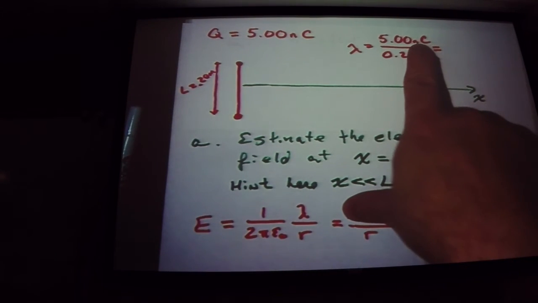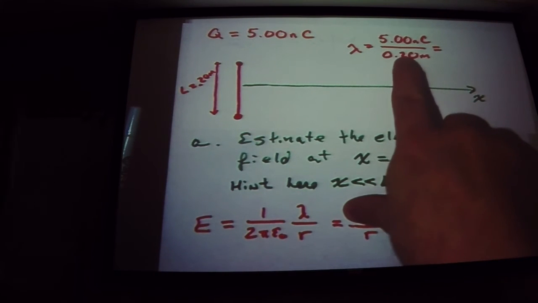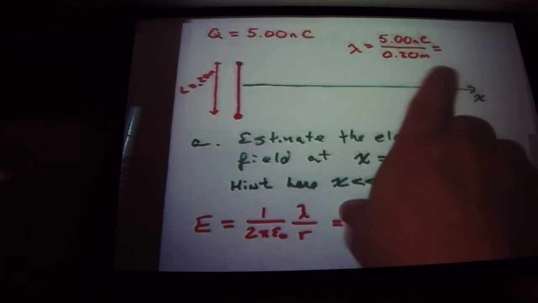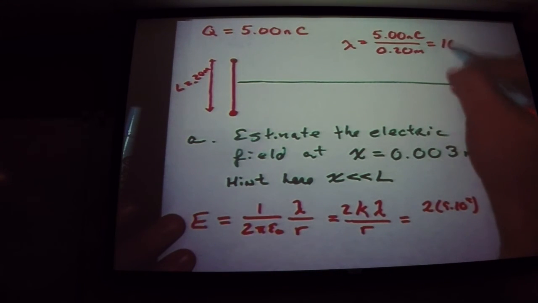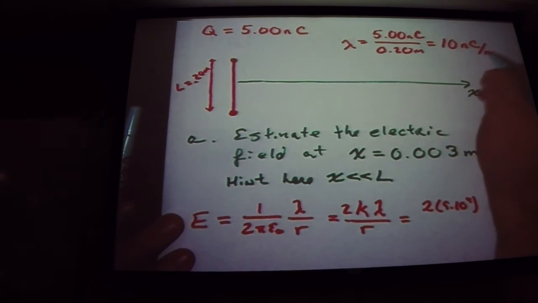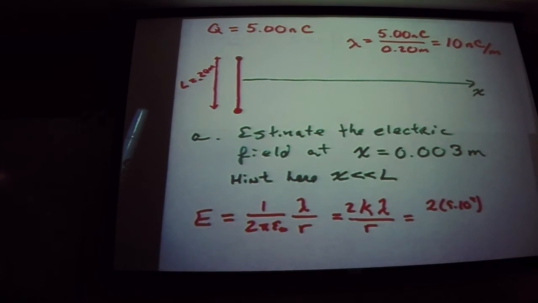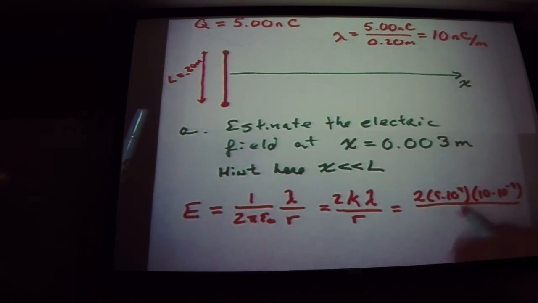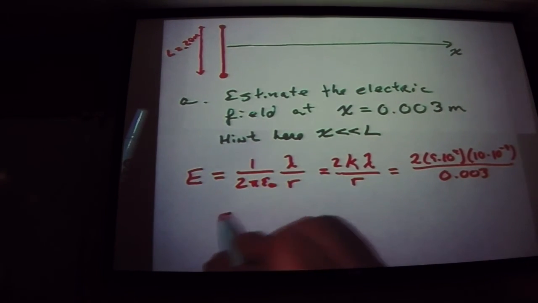If I plug 10 to the negative 9 in the calculator and divide by 0.2, I'm still going to get 10 to the negative 9. You see what I mean? So this is just 10 nanocoulombs per meter. I'll just carry that nano: 5 divided by 0.2. So that's 10 times 10 to the negative 9, divided by the radius r, which is 0.003. Somebody calculate this and tell me what the electric field is.